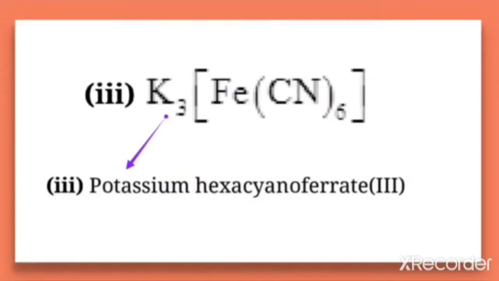Next, we have to name the ligand. The number of ligand, that is hexa. 6 is there. Therefore it is hexa. Then cyano, that is the name of the ligand. Then Fe should be written as ferrate. That is because it is which type of complex? Anionic complex. Therefore, the central metal ion's name should end with the suffix ate. Therefore, it is ferrate. And the oxidation number of Fe should be written in the bracket in Roman letters. That is 3 here. So, that is the case of the third problem.